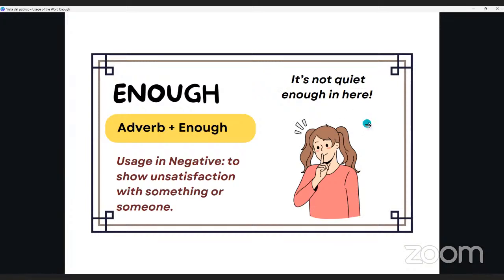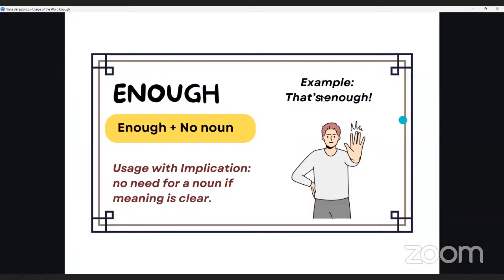And let's move on to the final one. Please, Emily, could you help me with this one? Yes. Enough plus no noun. Usage with implication. No need for a noun if meaning is clear. Example, that's enough. Very, very good. Thank you, Emily. So, the last usage for enough is enough by itself. Enough solito. What's the meaning here? Párale. Suficiente. Ya, hasta ahí déjalo.